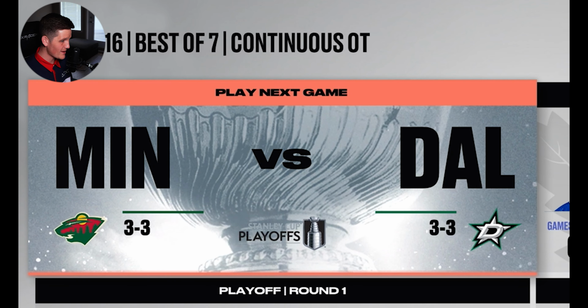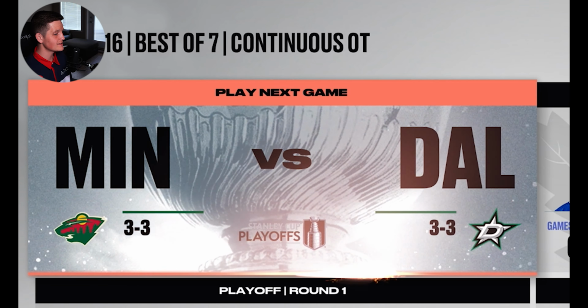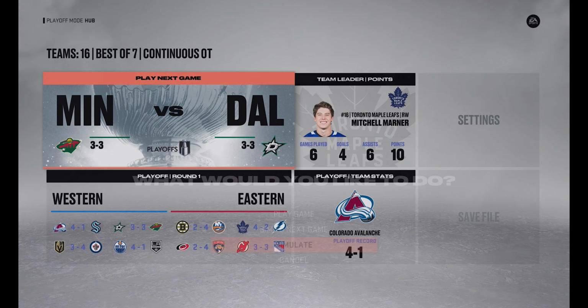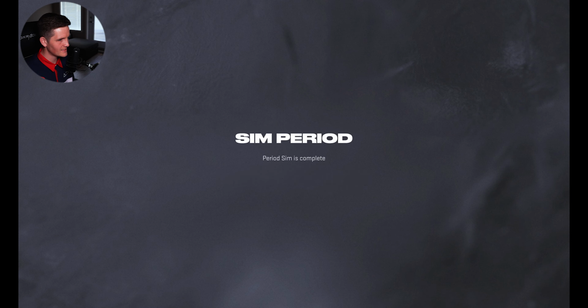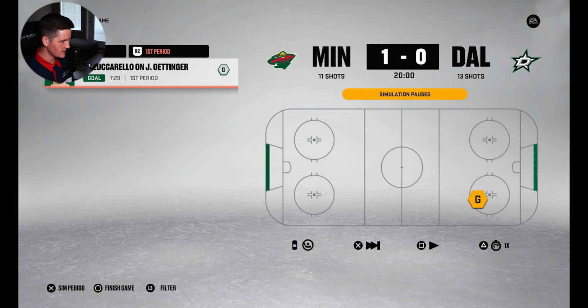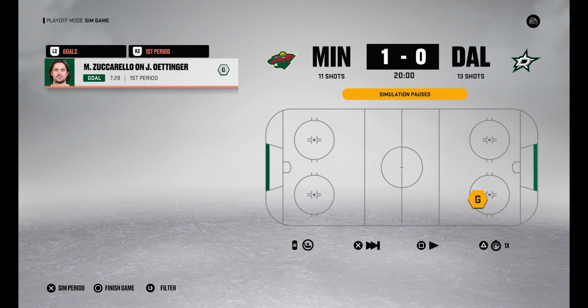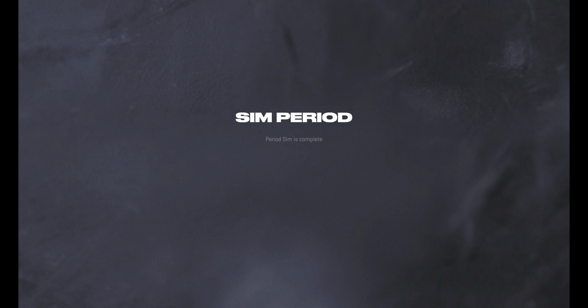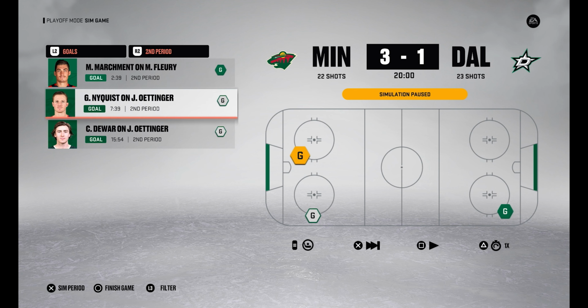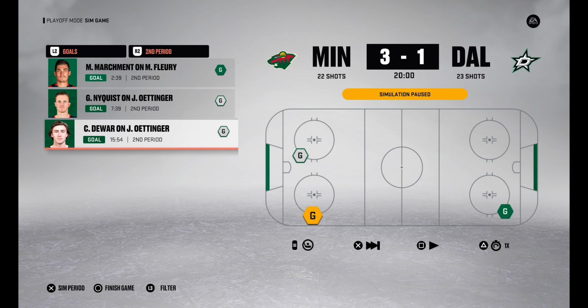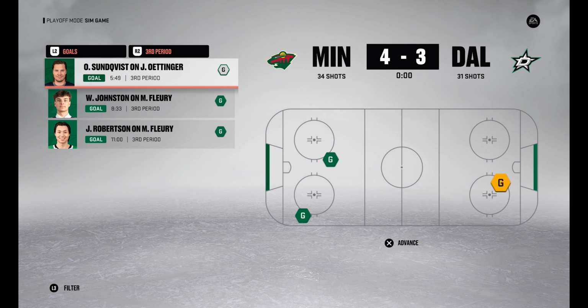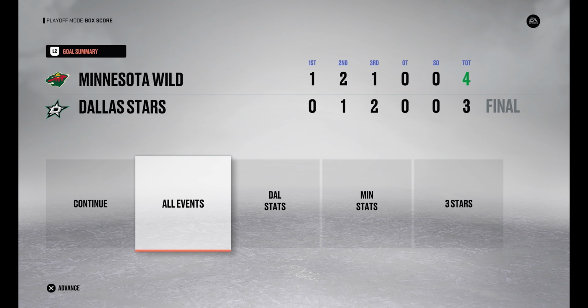Come on. Game 7, as we predicted, between the Dallas Stars and the Minnesota Wild. Here we go. After the first period between Minnesota and Dallas, we have a 1-0 lead. We got Zuccarello scoring, making it a 1-0 game. Okay, after the second, 3-1 for the Minnesota Wild. We got a goal by Marchment, a goal by Gustav Nyquist, and we got a goal by Dewar. 4-3. Minnesota ends up winning. So we have Minnesota advancing over Dallas.